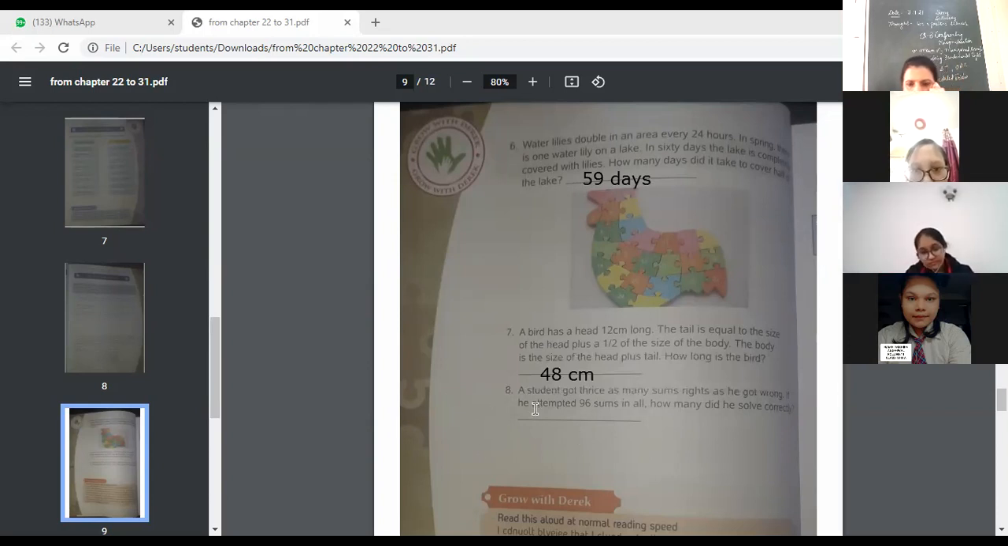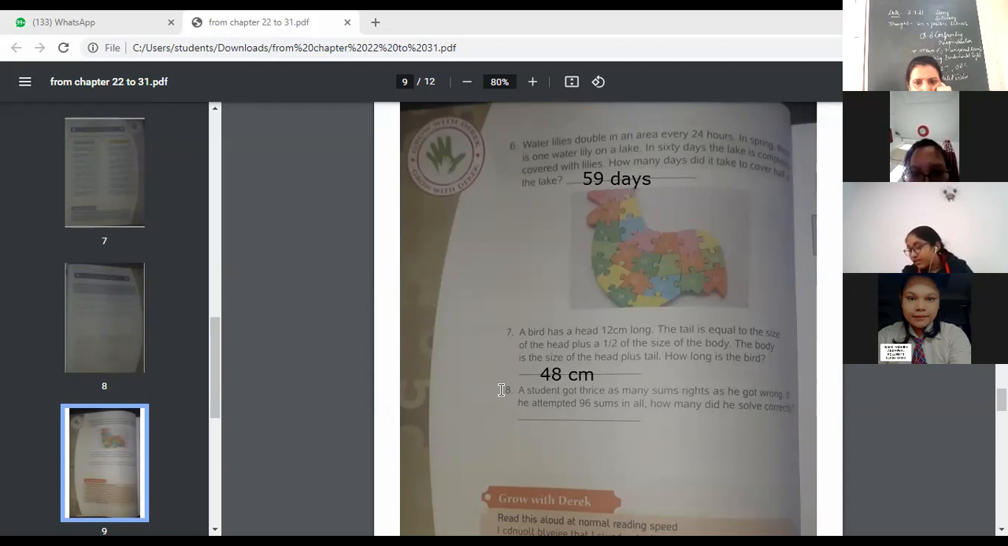Next, a student got thrice as many sums right as he got wrong. If he attempted 96 sums in all, how many of them are correct? How many are correct? Ma'am, 72 questions. So how did you find it out?